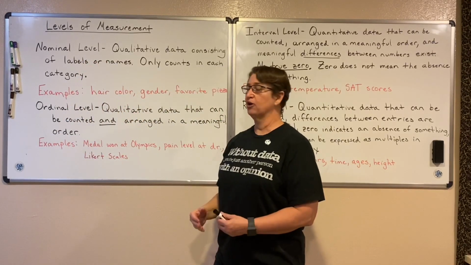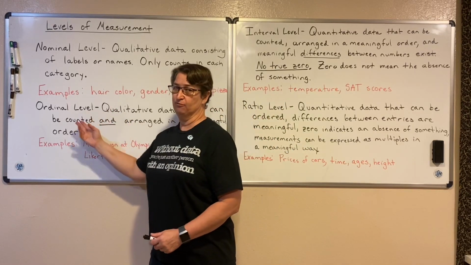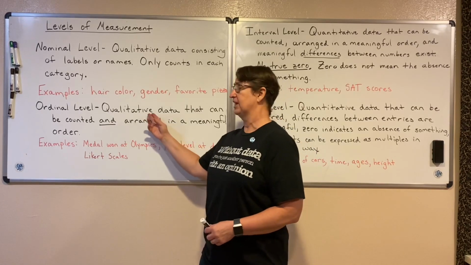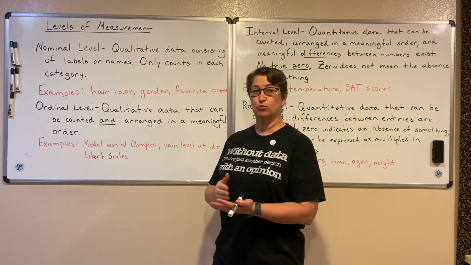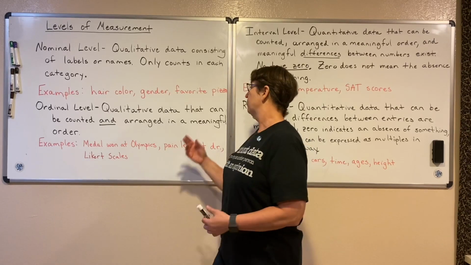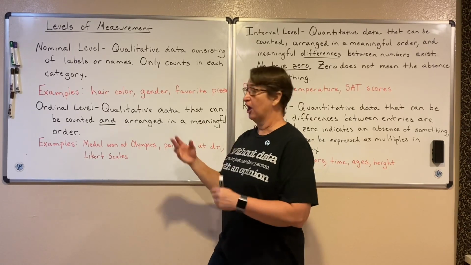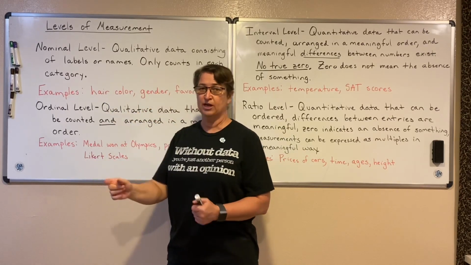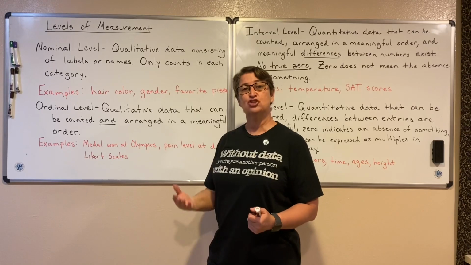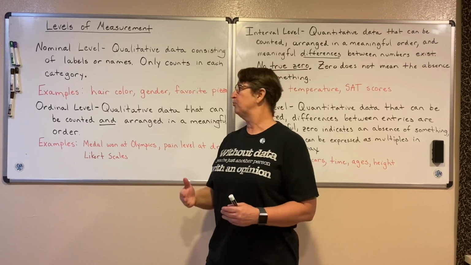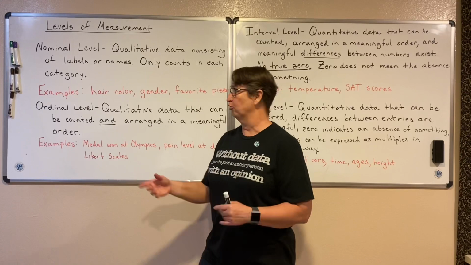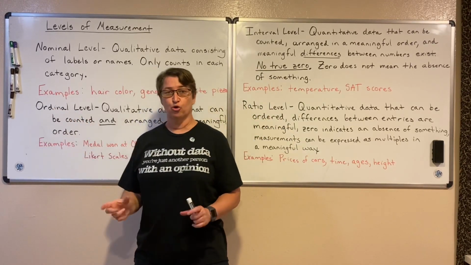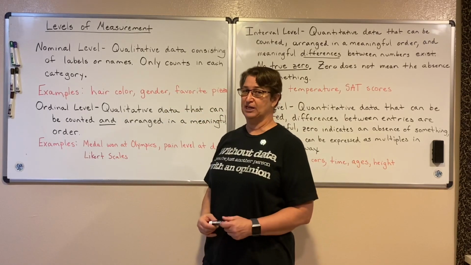We move up to our ordinal level of measurement. With the ordinal level of measurement, we're also talking about qualitative data, data that when we write it down is typically words. But not only can it be counted, like we did back here, where we count how many are in each category, it can also be arranged in a meaningful order. We can put them in some kind of ordinal order. So you can see that order in it.